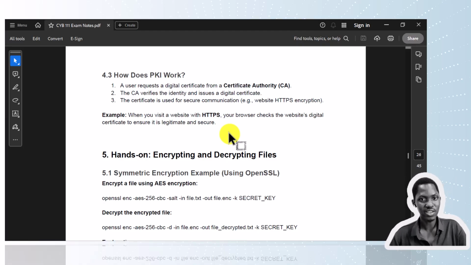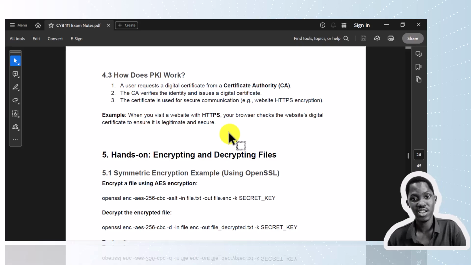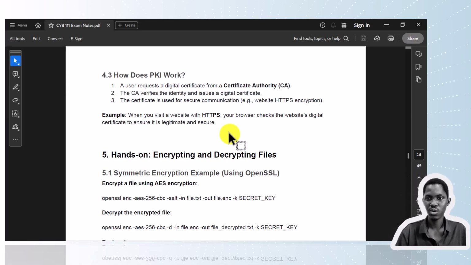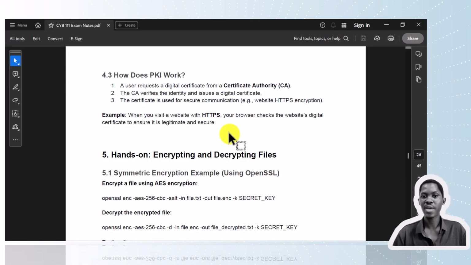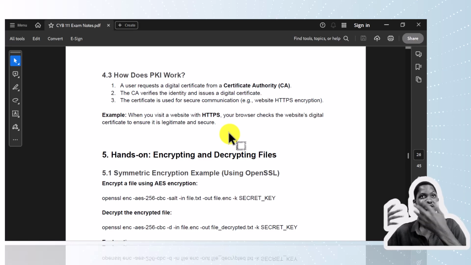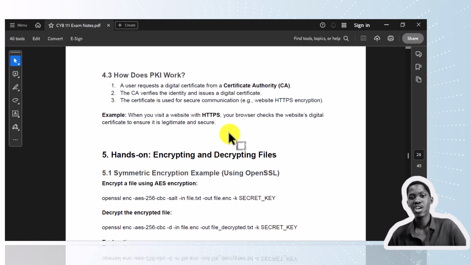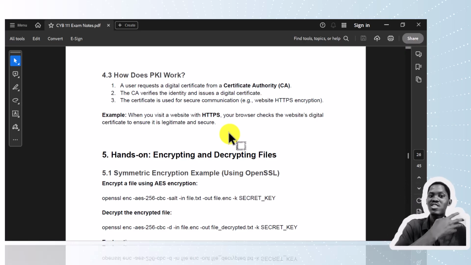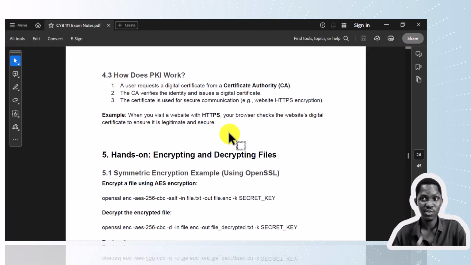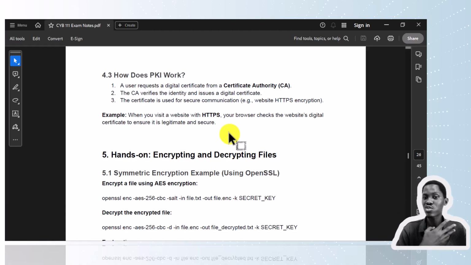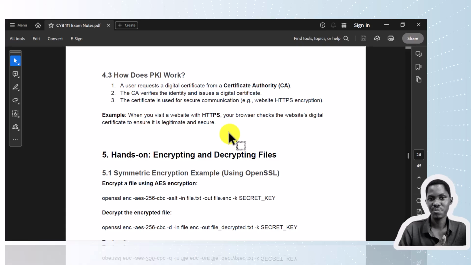If it has been revoked, then it will not be legitimate again, and it will not be secure, and it will let you know, right? Sometimes you get some websites and you see that they have a certificate, but your browser is still telling you that this website is not secure because the certificate is not legitimate. Maybe it's on a certificate revocation list, or it is just not legitimate in the first place.